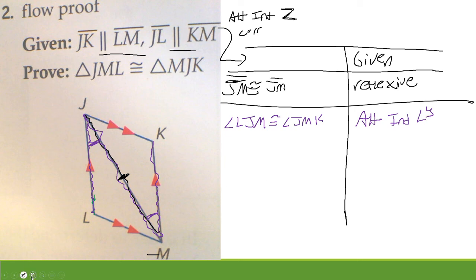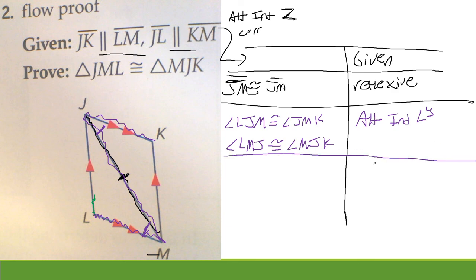And then I can also do the Z pattern the other way with the other two sets of parallel lines. So if I want to, I have two other parallel lines here, KJ and ML. So I'm going to go down here, go down ML, go up the transversal, and then go down JK. And I have another Z pattern here with this corner of the Z, LMJ, congruent to this corner of the Z, MJK. So LMJ is congruent to MJK, also by alternate interior angles. So again, that Z pattern is how I'm identifying these alternate interior angles.